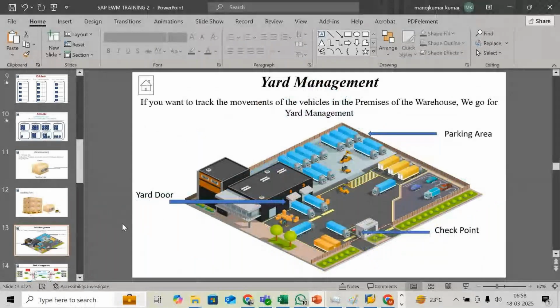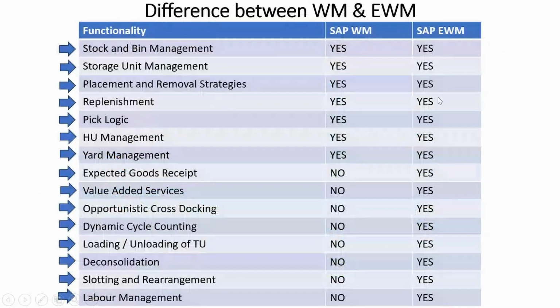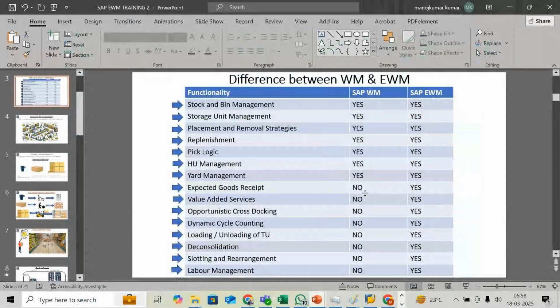As of now, we have seen that until yard management, all the functionalities are available in both WM and EWM. But after yard management, these functionalities are not available in WM, and are available only in EWM. Did you get my point? So as of now, you are good with this concept, right? If you have any doubt, you can ask me.